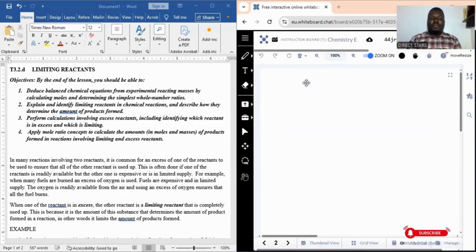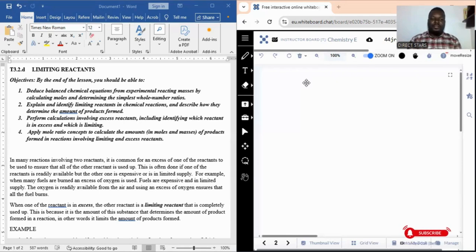You should also be able to explain and identify limiting reagents in chemical reactions, perform calculations involving excess reactants, and identify which reactant is in excess or which is limiting. You should also be able to apply the mole ratio concepts in your calculations of the amount of product formed from the reactions. Why are we studying limiting reactants? Why is this concept important to us as scientists?